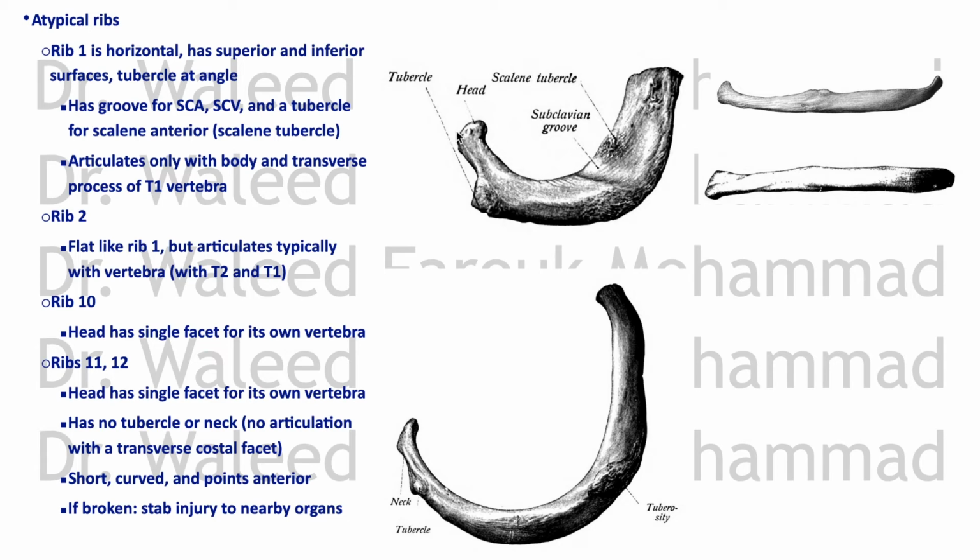If this is posterior, this is anterior. We're looking at the superior surface of the first rib. This is the scalene tubercle. So this is the groove for the subclavian artery. And this is the groove for the subclavian vein. The vein in front of the muscle, in front of the artery. Okay.